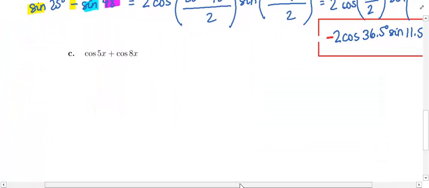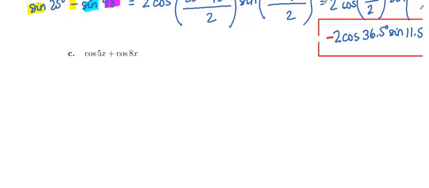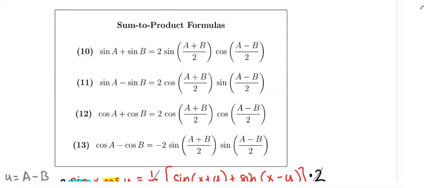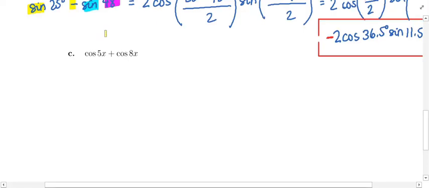Now we have the sum cosine of 5x plus the cosine of 8x. We've got to change this over to a product. We won't get a number as the final answer anyway because we have a variable. So we have cosine plus cosine, and we need to figure out what to use. If we scan this list, this is going to be formula number 12, cosine plus cosine. I'm going to jot it down.